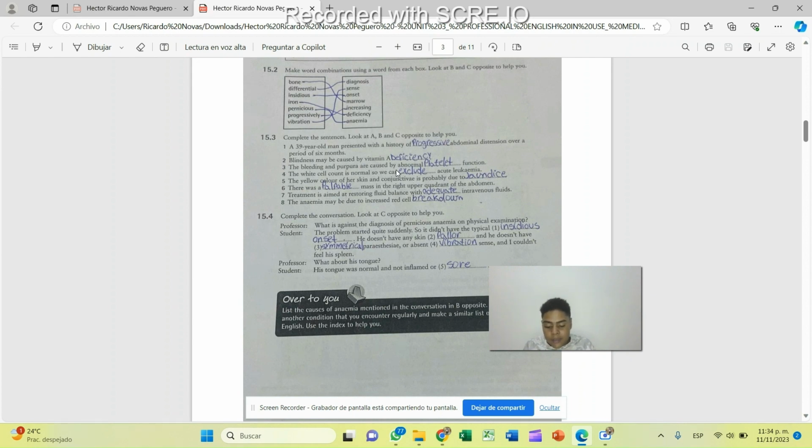6. There was a palpable mass in the right upper quadrant of the abdomen. 7. Treatment is aimed at restoring fluid volume with adequate intravenous fluids. 8. The anemia may be due to increased red cell breakdown.